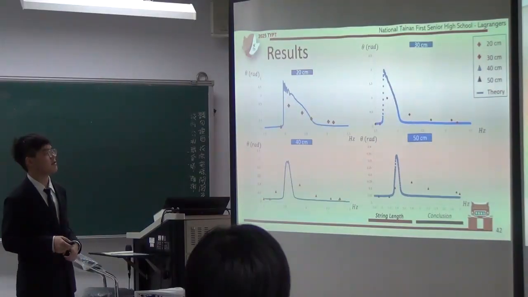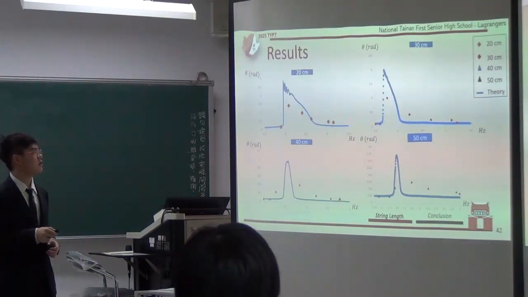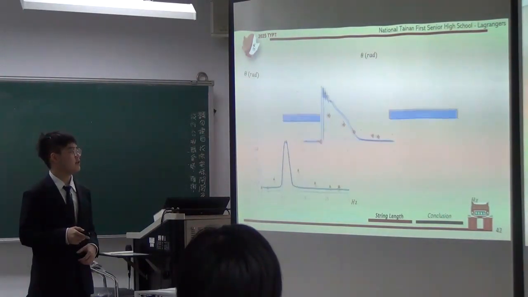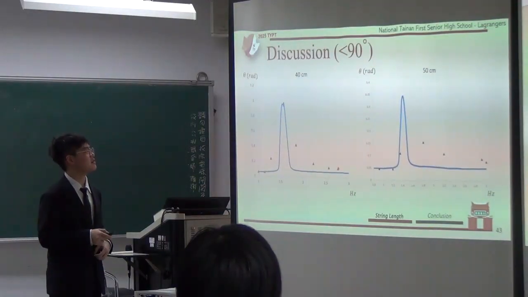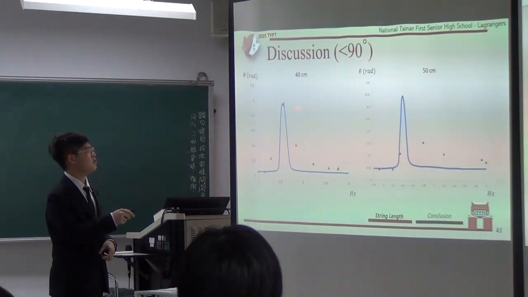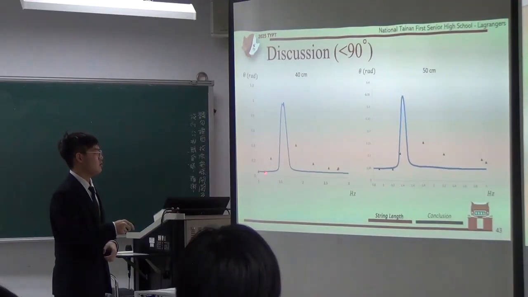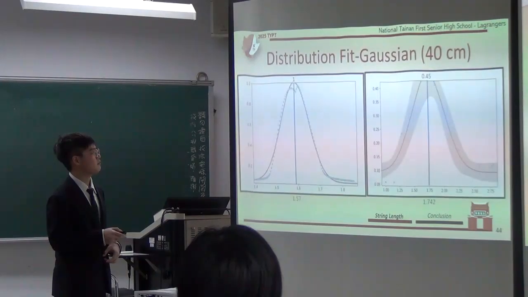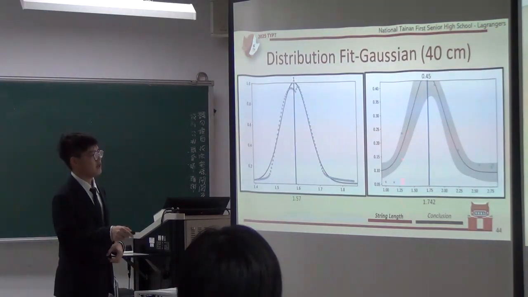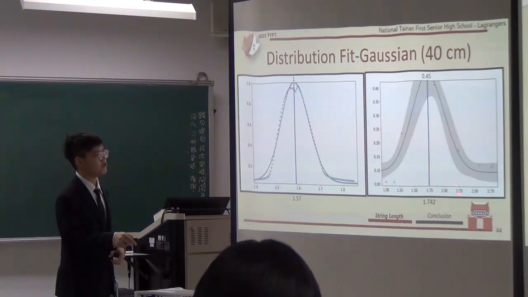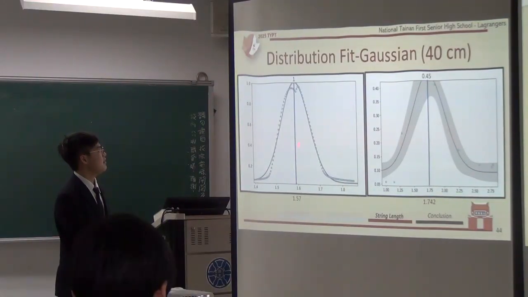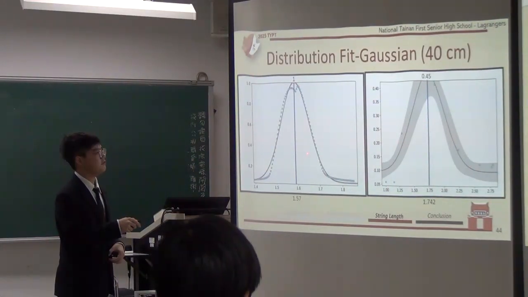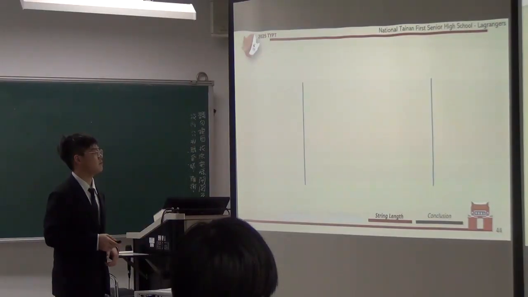Okay, so these are the results from the theory and the experiment. As you can see right here, we can classify it into two cases. In this case, the biggest amplitude is smaller than 90 degrees. You can see from the theoretical curve that we can fit a Gaussian distribution. And we can see that the experimental Gaussian distribution is a little bit bigger than the fitted theory. Well, this is due to the synchronization.